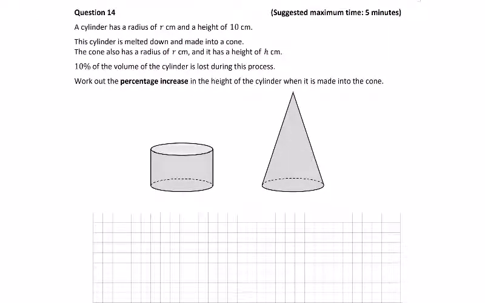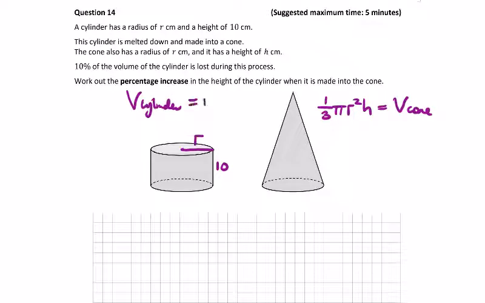Question 14 was area and volume. A cylinder of radius r. Stick it on here. Radius r. And height 10. 10 here. It's melted down and it's made into a cone. So we have the cylinder melted to make a cone, which the volume of a cone is 1/3 pi r squared h. The volume of a cylinder is pi r squared h.